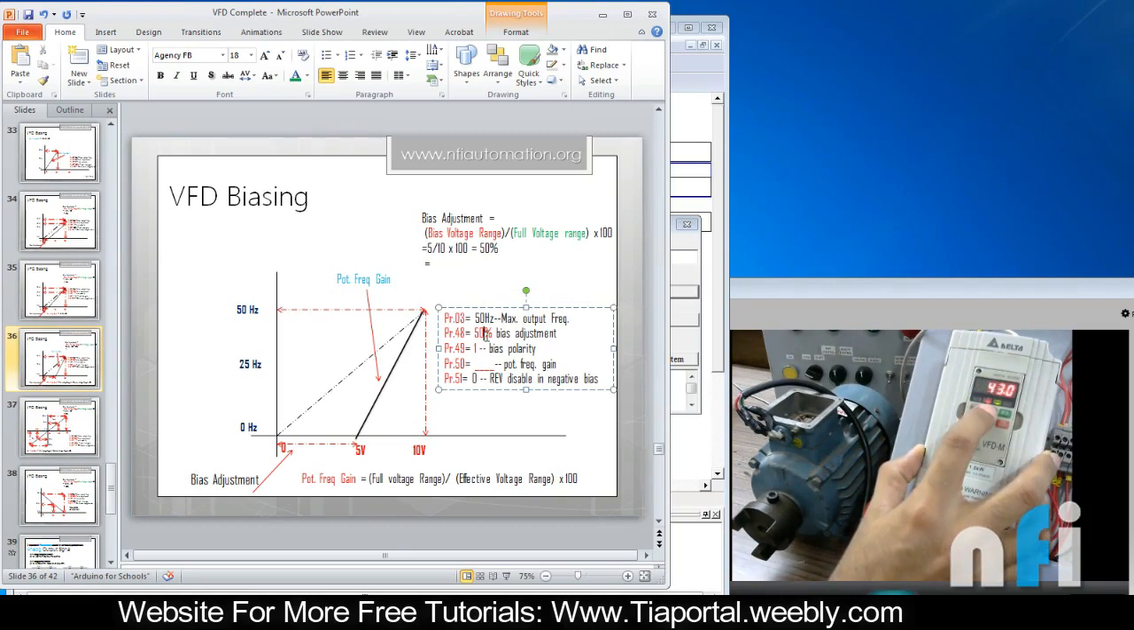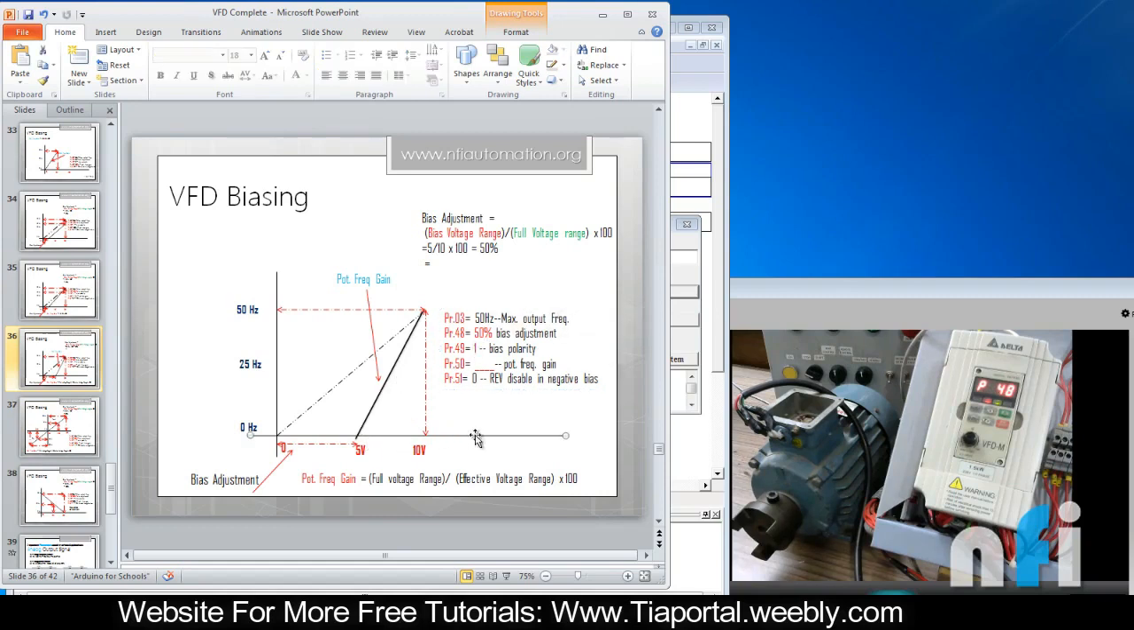Alright, that goes to almost there. Yeah, it's 50%. Now bias polarity is 1 because this is a biasing in this axis.